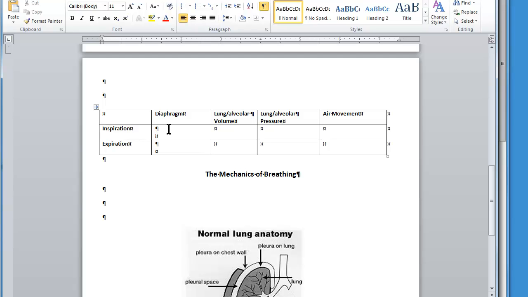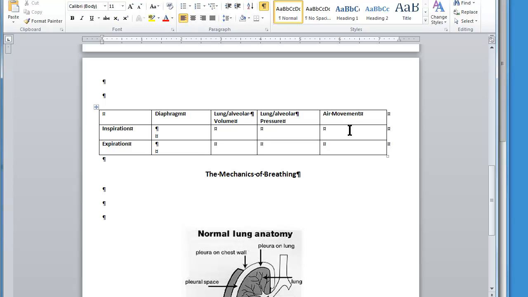The diaphragm contracts and moves down. As a result, the volume of the lungs will increase. If we increase the volume of the lungs, that will cause decreased pressure of the air inside the lungs because there's simply more space now for that air to move around. And as a result of this decreased pressure, we're going to find higher pressure outside the body compared to lower pressure in the lungs, and that air is going to move inward. So here we would say air moves into the lungs.